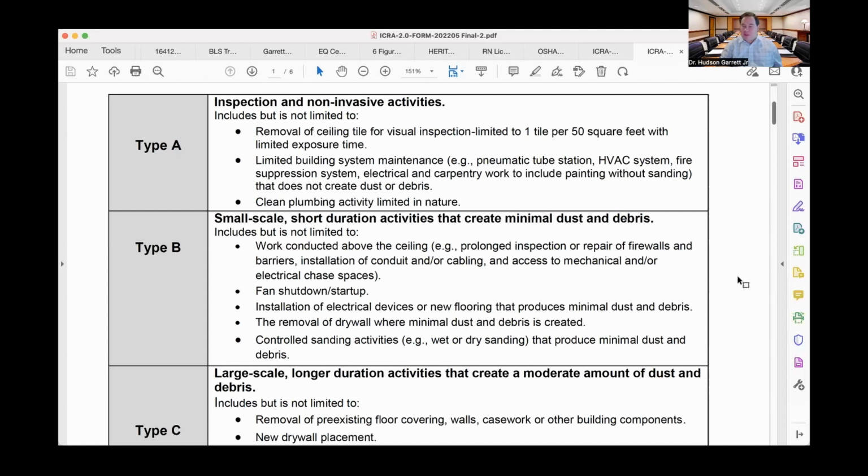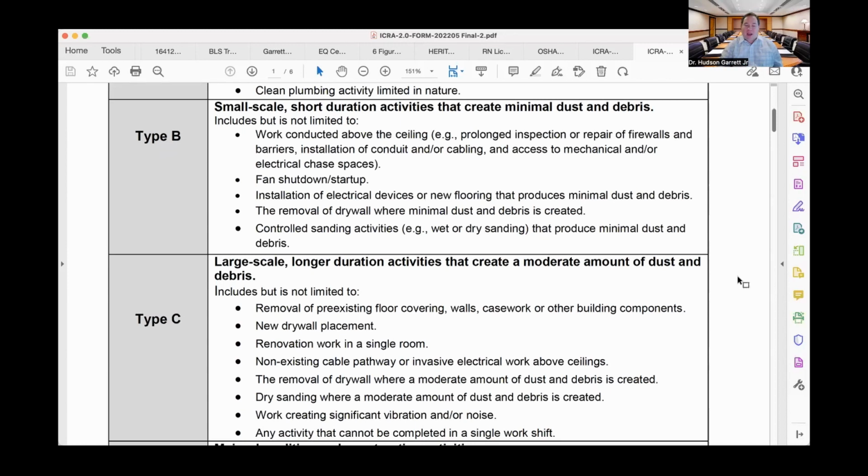Okay, so if we look at the definition for type A, based on what you're telling us, that this is going to be a fairly moderate facelift, to give the unit a new look and feel, it would probably be reasonable to exclude type A, right? We're not doing any basic ceiling removal. We're not doing any clean plumbing. So we'd really be looking at type B and type C as an initial starting point. So how long do you think that this project's going to take? I think it's slated for about 6 months.